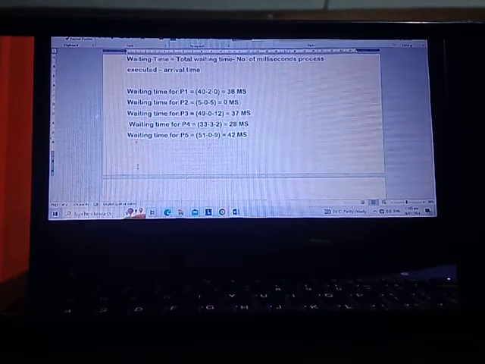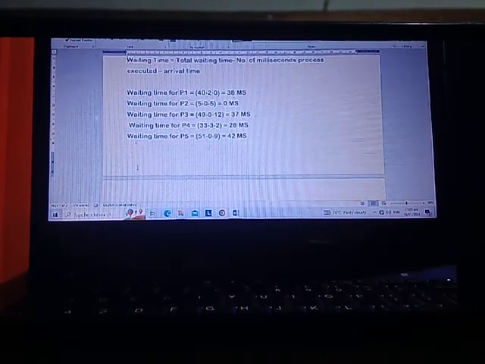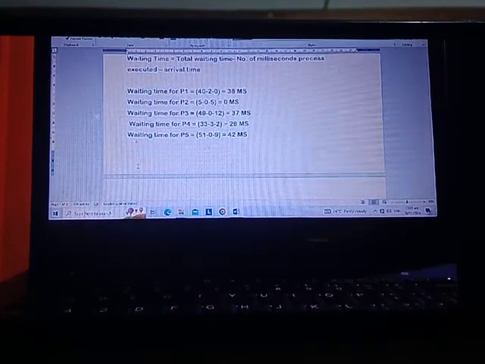Next is the waiting time for P3. So 49 minus 0 minus 12 is equal to 37 milliseconds. Next is the waiting time for P4. So 33 minus 2 minus 2 is equal to 28 milliseconds. Last is the waiting time for P5. So 51 minus 0 minus 9 is equal to 42 milliseconds. So we have got the waiting time for this set of 5 processes.